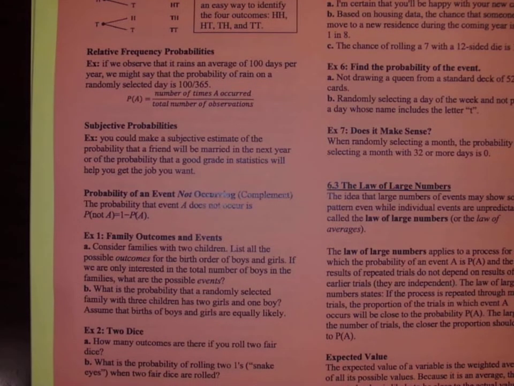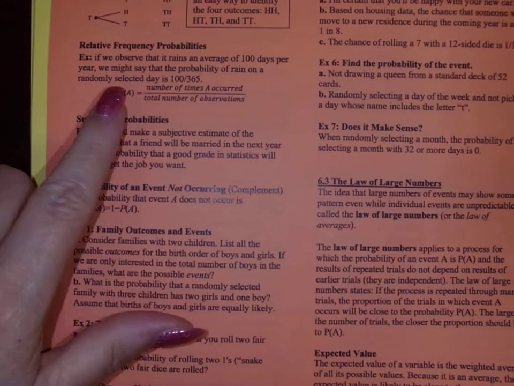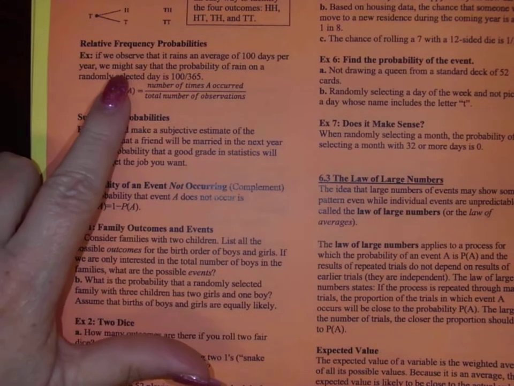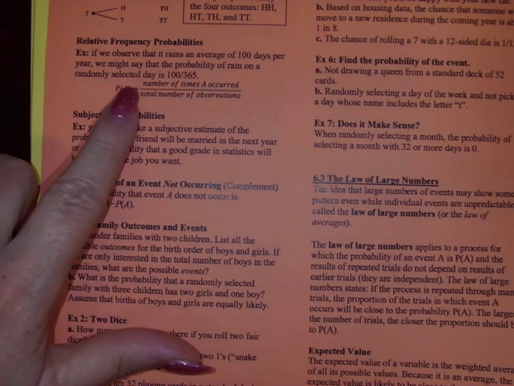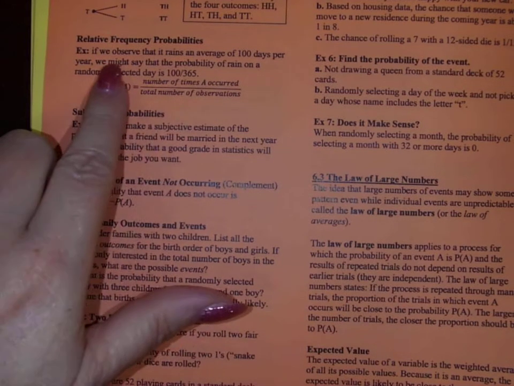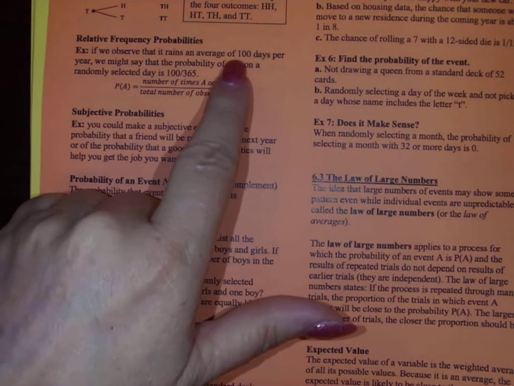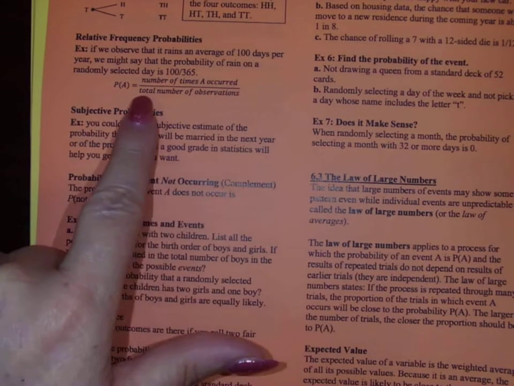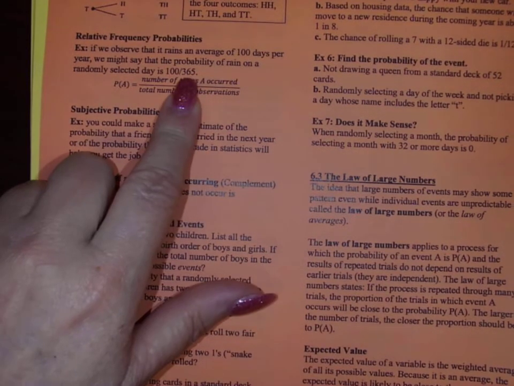So if we observe that it rains an average of 100 days per year, we might say that the probability of rain on a randomly selected day is 100 out of 365. Because if they're saying that it rains an average of 100 days, that's the number of times it occurs out of the total number of days of observation, which would be 365 days in a year.